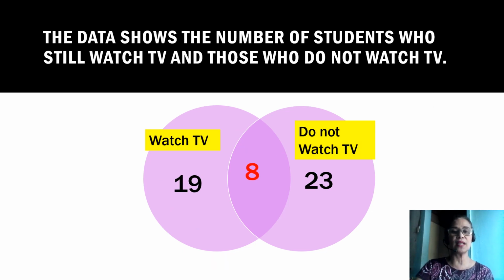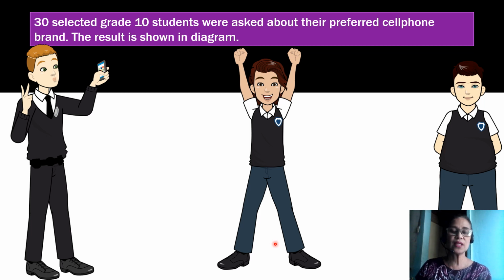Now I have this data that shows the number of students who still watch TV and those who do not watch TV anymore. So I have 19 who watch TV, 23 who do not watch TV, but there are 8 students who watch TV sometimes and do not watch TV sometimes as well. So it's actually the intersection. There are 8 students who watch and do not watch at the same time. So this is how the Venn diagram works. Now let's apply this knowledge about Venn diagrams with this problem.